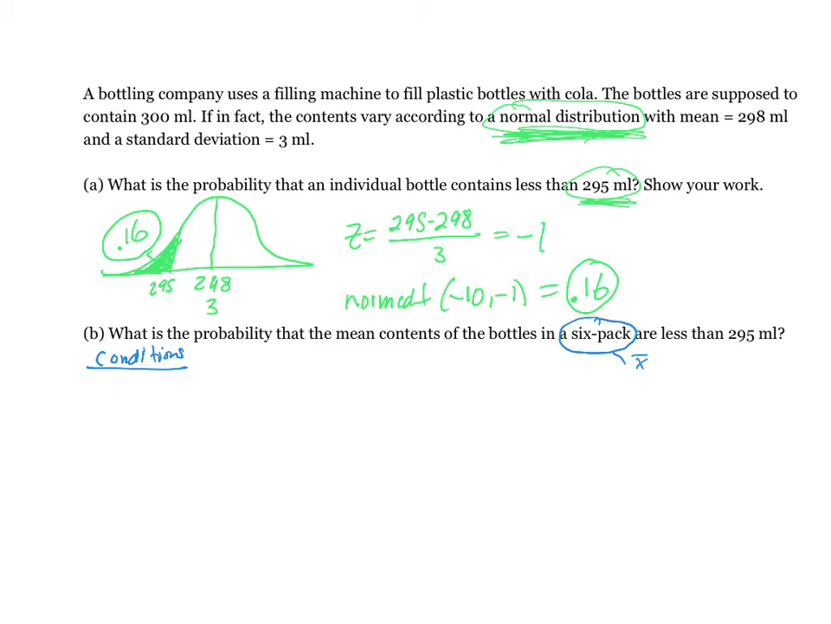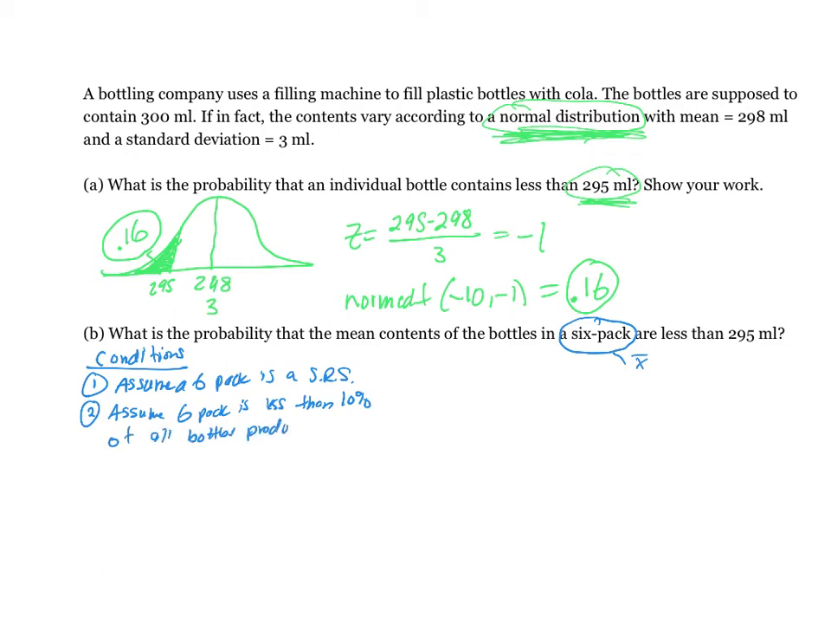So in order to answer this question, I need to check conditions first. And the first condition is a random sample. Now it doesn't tell me that, but I think we can assume a 6-pack is a random sample. Like any 6-pack wouldn't be any different than any other. Number 2, can we assume this 6-pack is less than 10% of all bottles produced? I think we can assume that, right?